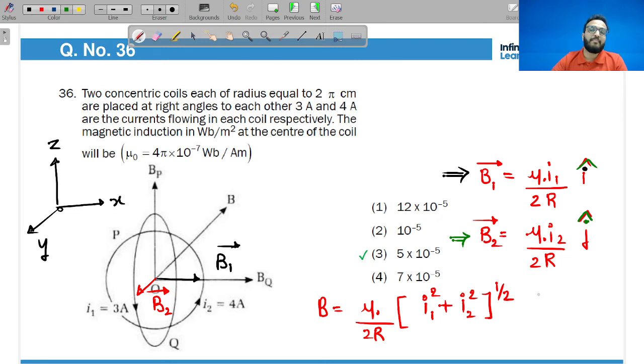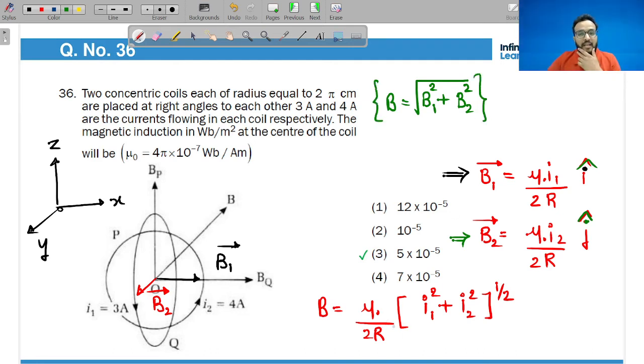Now obviously I cap plus J cap, that means how we will add them? We will say B net will be B1 square plus B2 square under root. Do you understand this? So mu naught by 2R will be common, and I1 square plus I2 square under root will come out, right?